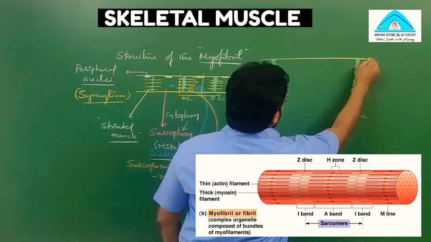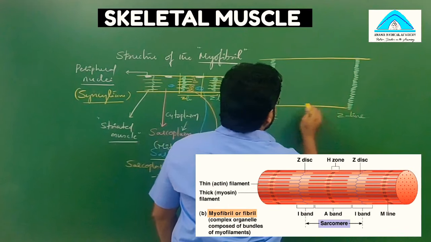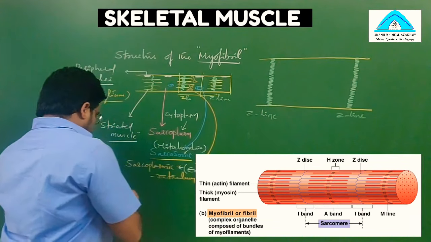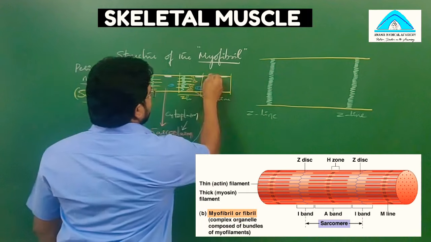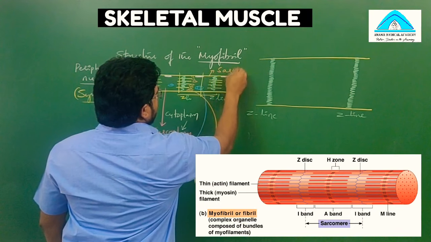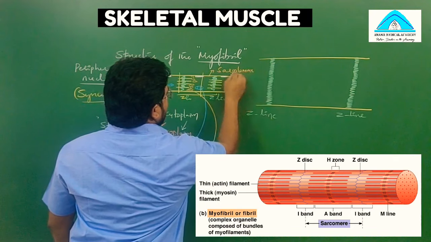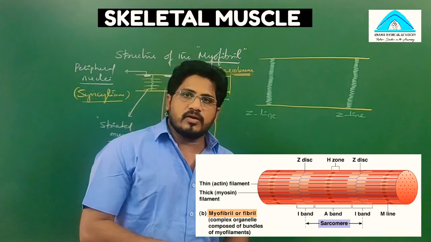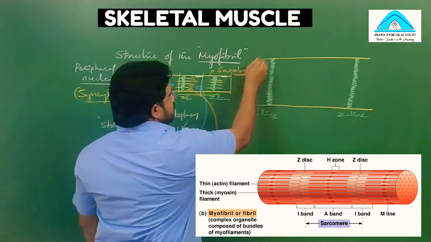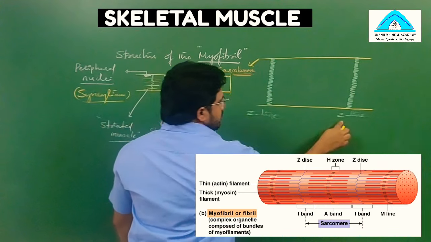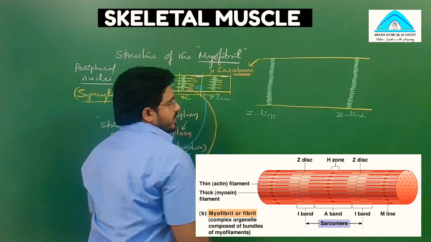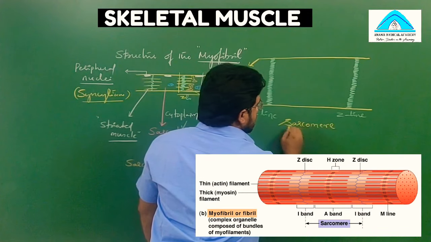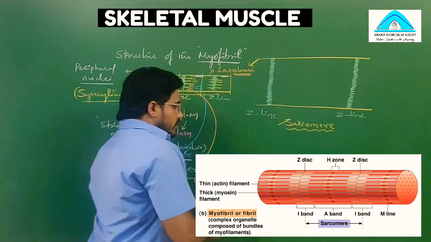This is sarcolemma, the plasma membrane. Plasma membrane of the muscle is called sarcolemma. That also I need to label. This is called sarcolemma. This is Z line and Z line. The space between two Z lines is called sarcomere.